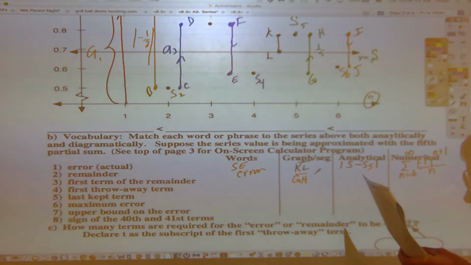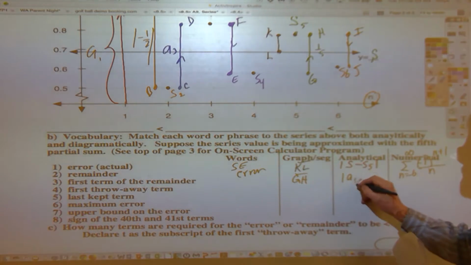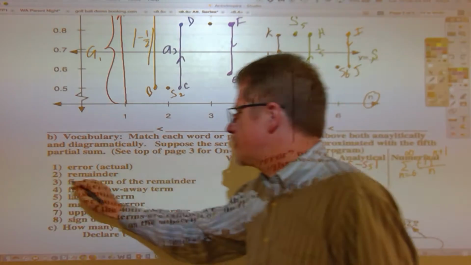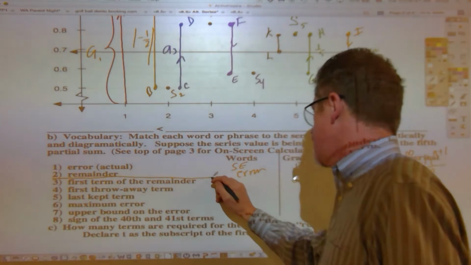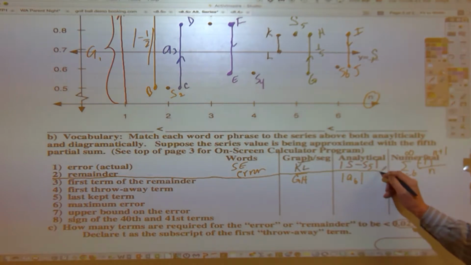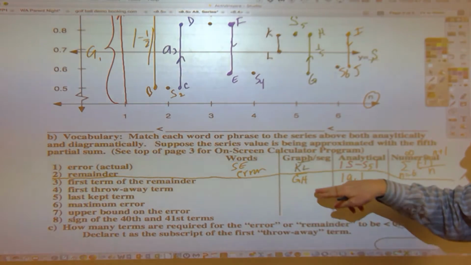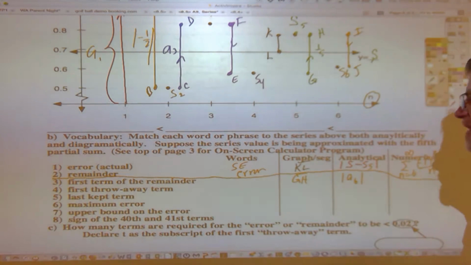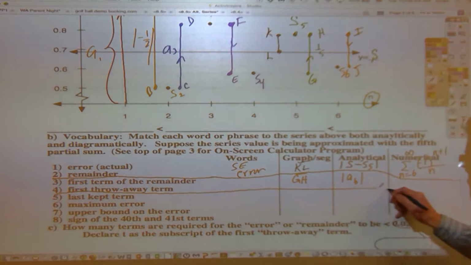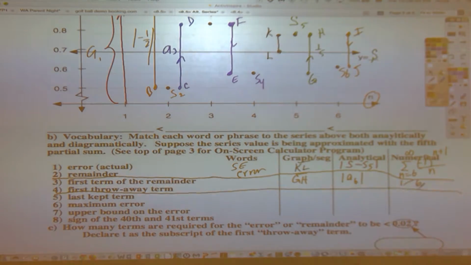And analytically, it's the absolute value of A sub 6. It's also known as the first throwaway term. So far we have a pattern going here. We've got two expressions for segment KL. Segment GH is sometimes called the first term of the remainder, sometimes called the first throwaway term, same thing. Numerically, it is 1/6.